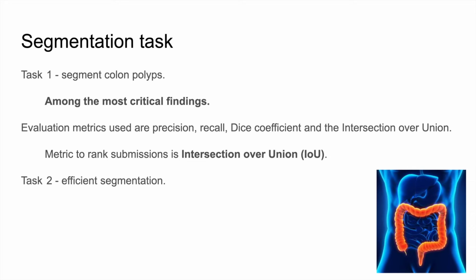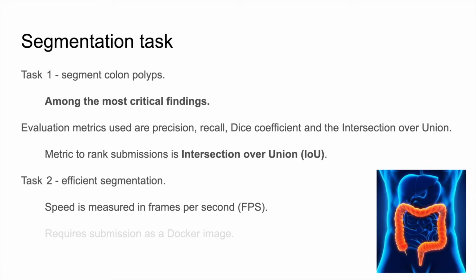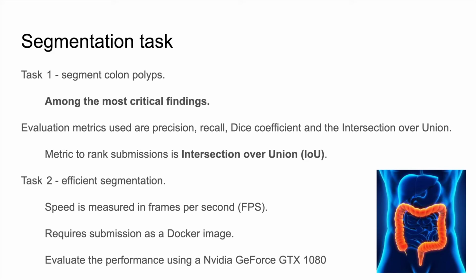And the second task was efficient segmentation. The goal of this task was to do this segmentation as fast as possible so that it could maybe be used in a real-time scenario in the hospital. The speed is measured in frames, and the participants were required to submit a Docker image. The performance of all participants that sent the Docker image was evaluated on a standard PC with an NVIDIA GeForce GTX 1080.